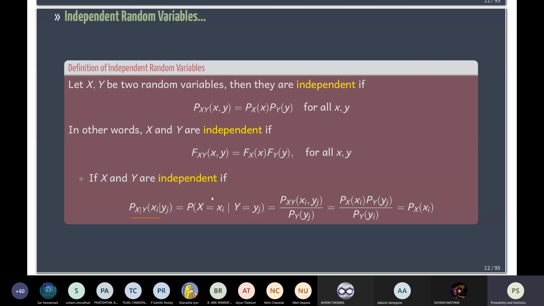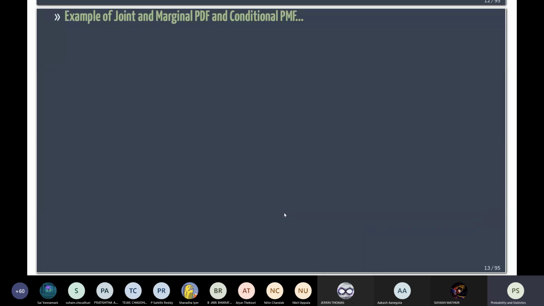Another way to say independence, remember, is that the conditional is just the probability of x. If x and y are independent, the event that y_j has happened has no influence on x_i. So this is the proof: P(X = x_i given Y = y_j), using the definition, the P(Y = y_j) gets cancelled, and we are left with the probability of X = x_i. So that's another criterion for checking independence.